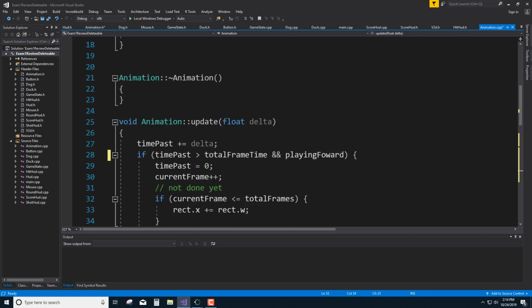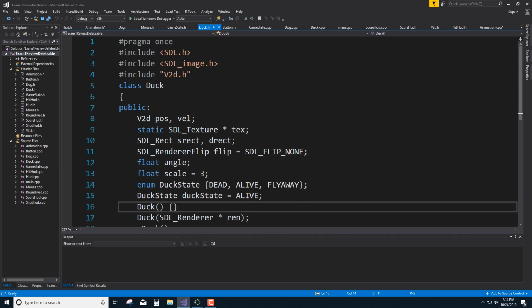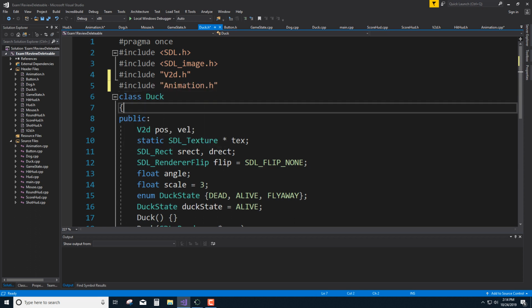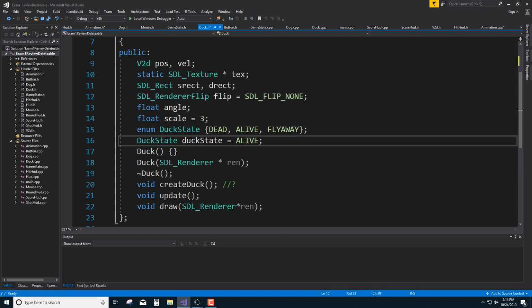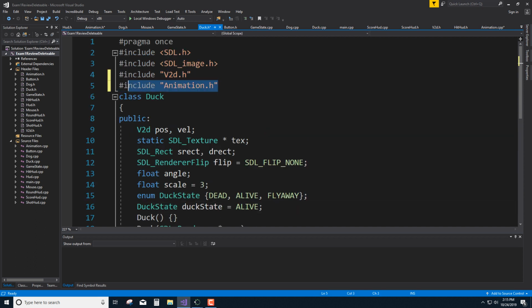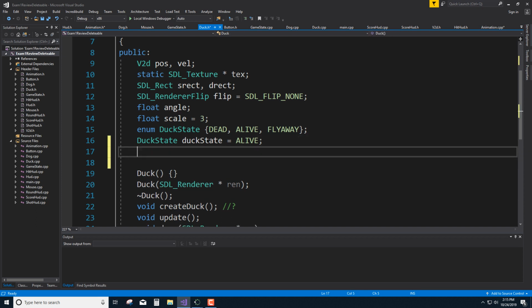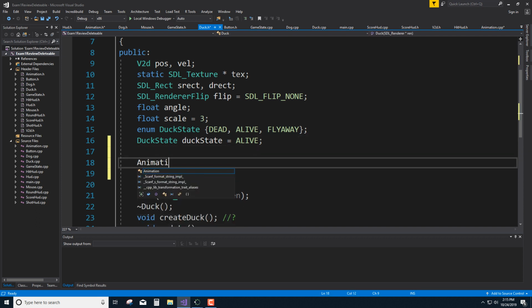All right, so let's try it out. Let's go to our duck. Let's include our animation. This is include animation.h up at the top. And then we'll add some animation pointers to our class. Where do I want to drop these in? Drop these in here. Animation.